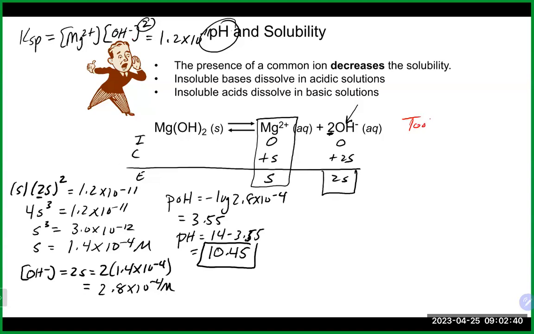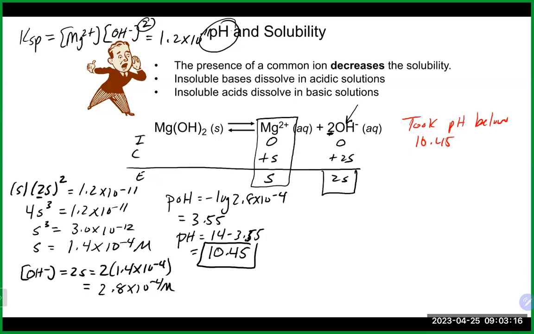So if I took the pH below 10.45, what would happen? Would it become less soluble or more soluble? Would it stay the same? What do we think? Well, let's talk through it then. How can I lower the pH? Should I add an acid or a base to lower the pH? That is a good answer.